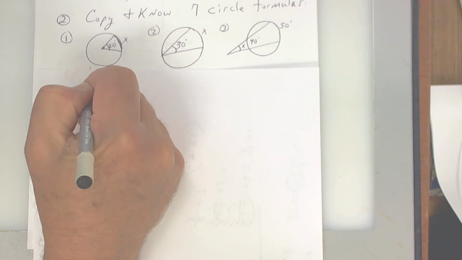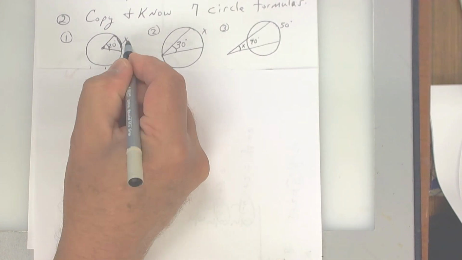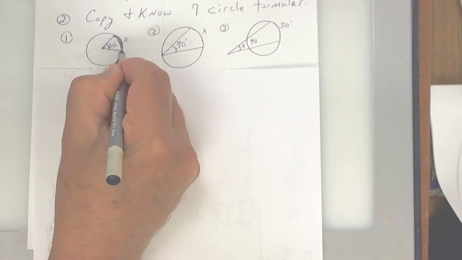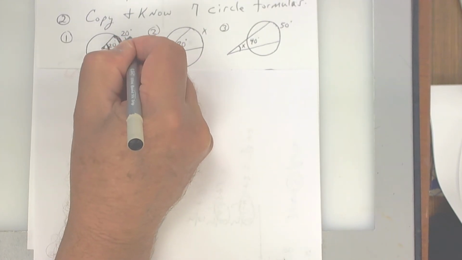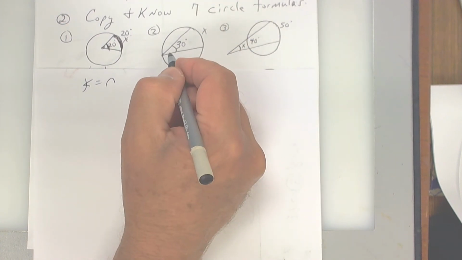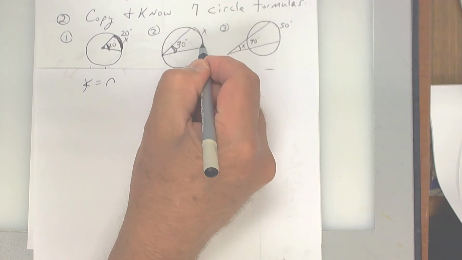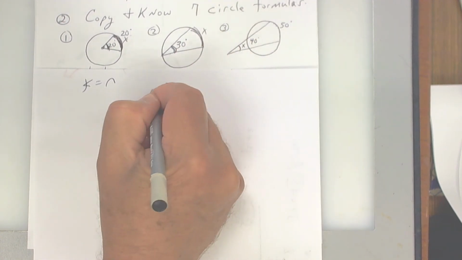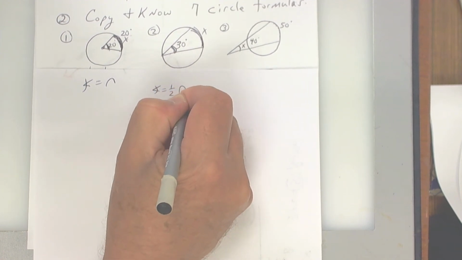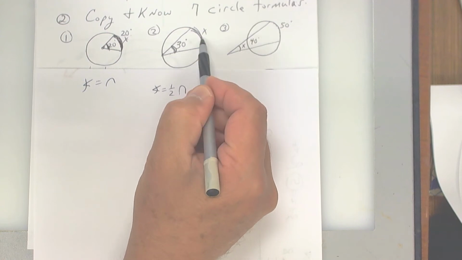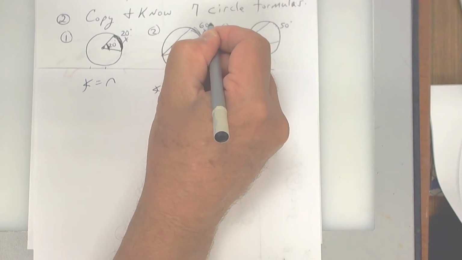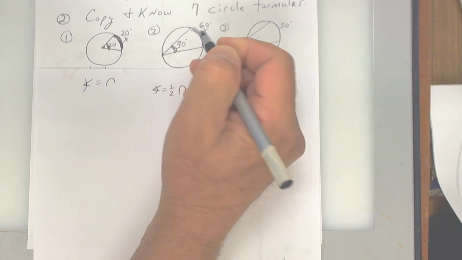So the angle is equal to the arc. So this arc from here to here is the same as this angle. So put 20 degrees. This one, the angle is half of the arc. So the angle is half of the arc. Well, in order to be 30, this would have to be 60, because half of 60 is 30.